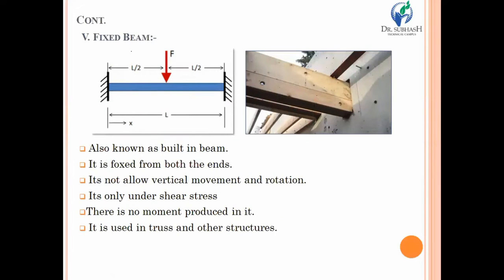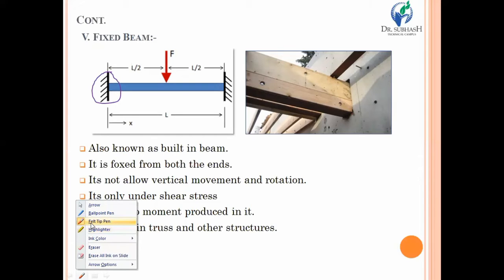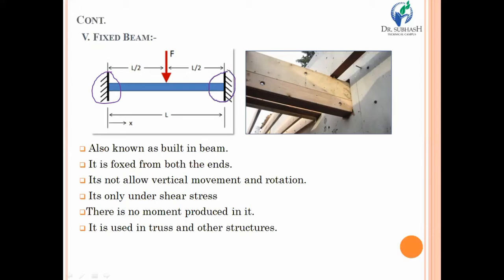Then after that, the fifth type of beam, and that is the fixed beam. It is a kind of modification taken from the cantilever beam. In case of the cantilever beam, one end was fixed, but in case of the fixed beam, if you look carefully, both ends A and B are fixed. And if you see such a type of beam anywhere, then it will be a fixed beam.